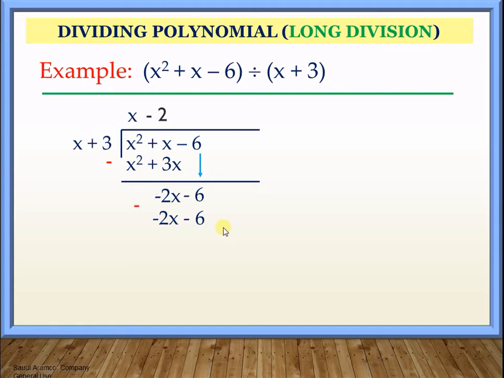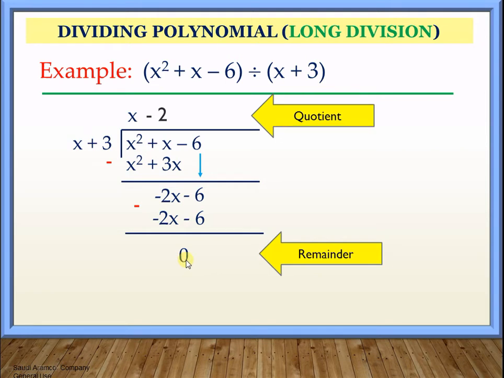Then the process of subtraction will be followed. Negative 2x minus negative 2x is 0, and negative 6 minus negative 6 is 0. Then check again here. Do we still have another term? No, so we'll stop. Therefore, x minus 2 is our quotient. If the remainder is 0, it means that x plus 3 is a factor of x squared plus x minus 6. Let's have another one.